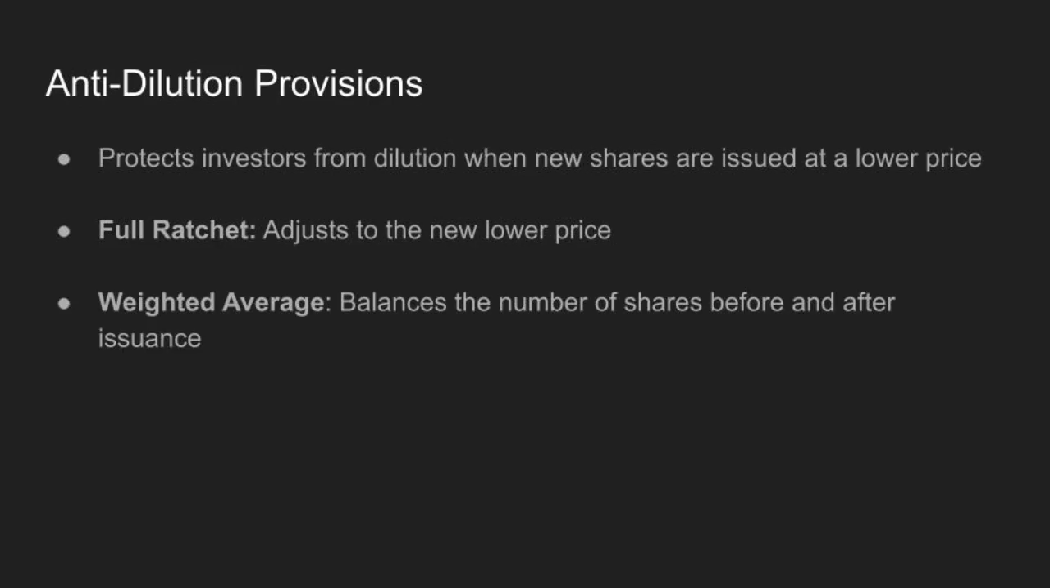First up, let's talk about anti-dilution provisions. Imagine you've secured an early investment, but in a later round, the company raises funds at a lower valuation. Anti-dilution provisions are there to protect early investors from having their ownership diluted. There are two main types: full ratchet and weighted average. Full ratchet adjusts the conversion price to the new lower price, ensuring early investors maintain their percentage ownership. Weighted average, on the other hand, is a bit more balanced. It takes into account the total number of shares before and after the new issuance, leading to a fairer outcome.